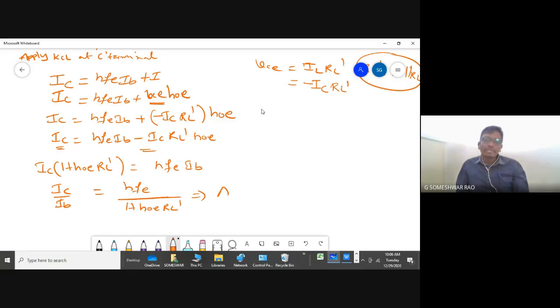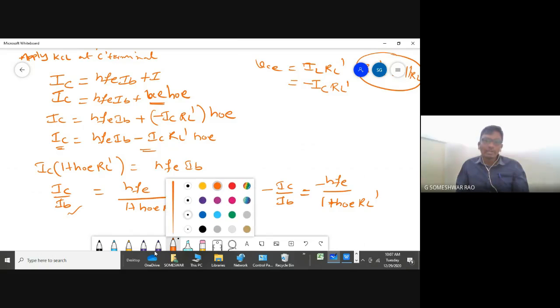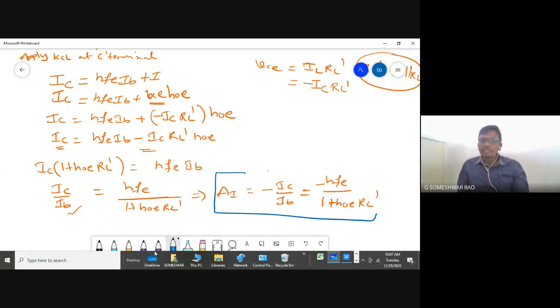కానీ we know that AI is equals to what? Minus IC by IB. So substitute here. So IC by IB value ని ఇక్కడ నుంచి తీసుకొచ్చి ఇక్కడ సబ్స్టిట్యూట్ చేయండి. Minus HFE by 1 plus HOE into RL dash. So this is the equation for what? Equation for a current gain. Very, very important equation I will say. What is RL dash here? RL dash is equals to RC in parallel with RL.